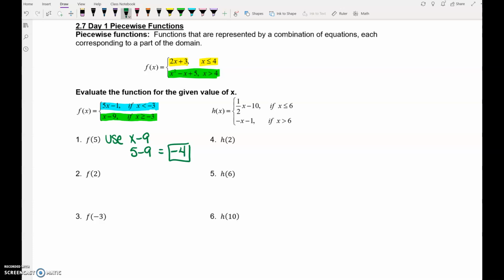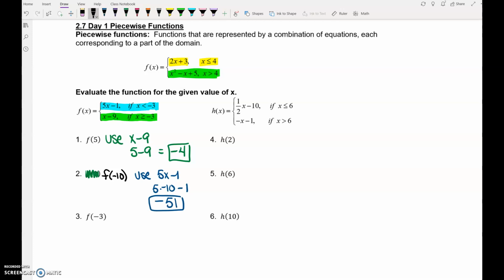Okay, I'm actually going to change number 2. Let's make number 2 say f of -10. Okay. F of -10. Is -10 smaller than -3 or bigger than -3? Smaller. So we are going to use the blue portion. We are going to use 5x minus 1. Plug that -10 in. 5 times -10 minus 1. 5 times -10 is -50. -50 minus 1 is -51.